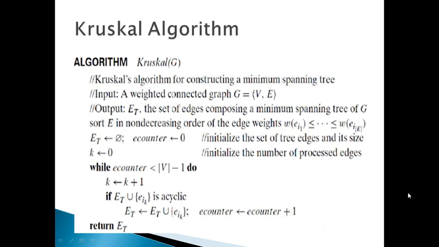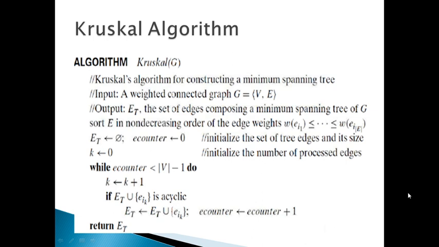This is Kruskal's algorithm to construct a minimum spanning tree. Input is a weighted connected graph. Output is ET, the set of edges composing a minimum spanning tree. Initially, all the edges are sorted in increasing order of their weights. So in the initial state ET will be null as not a single edge is selected.